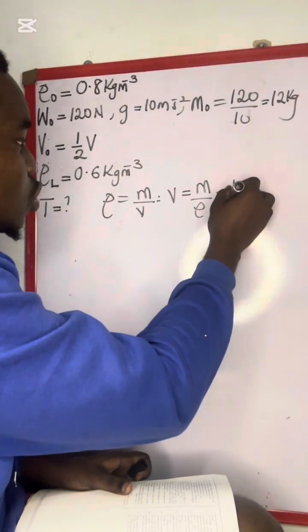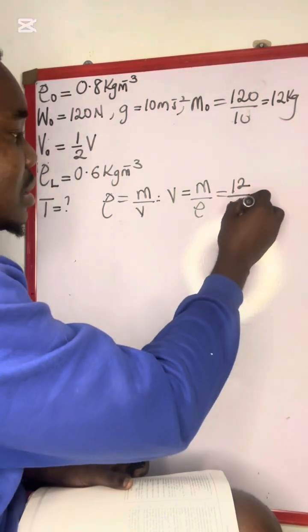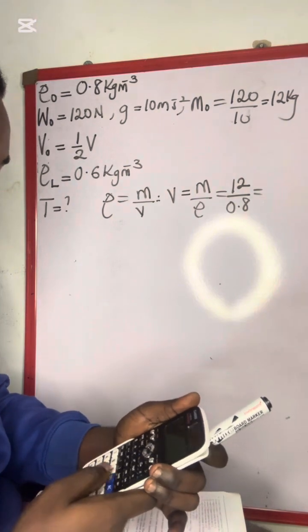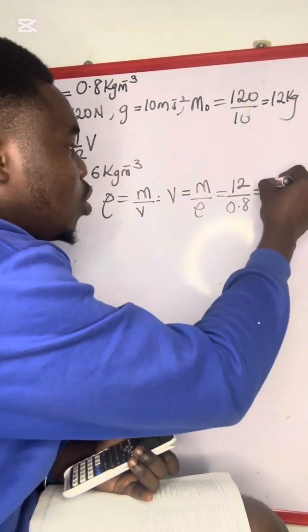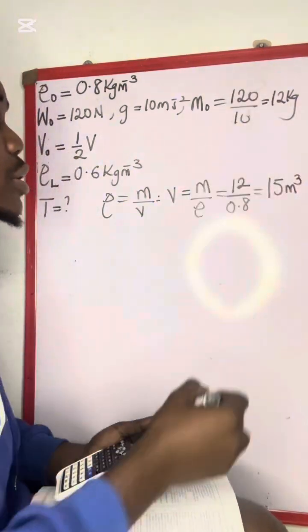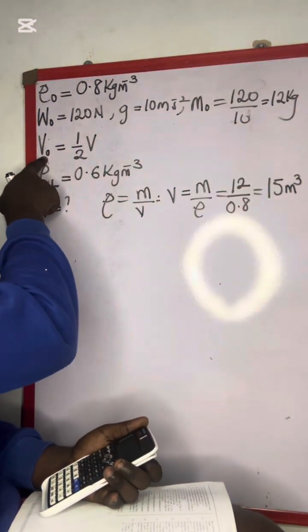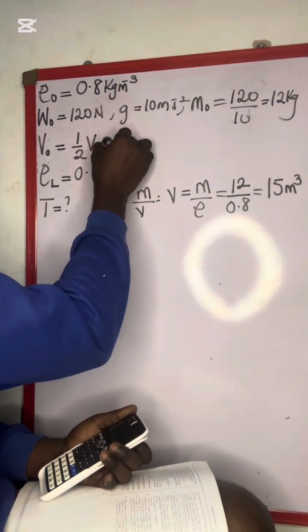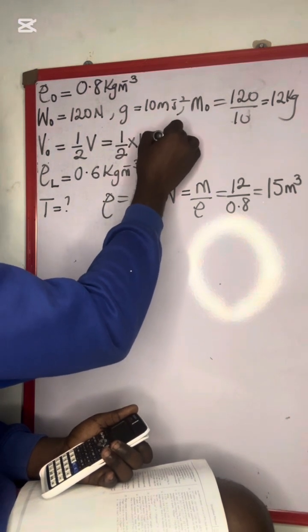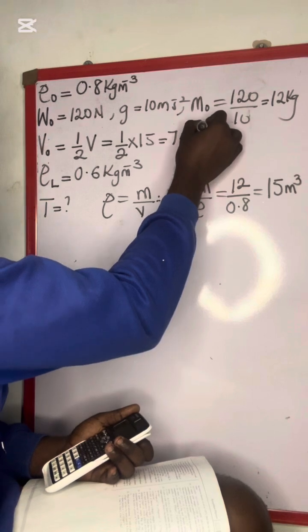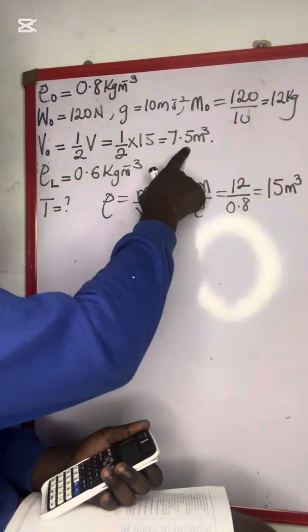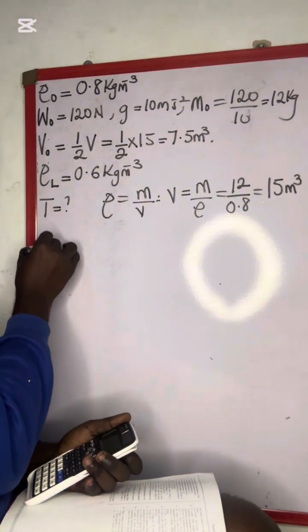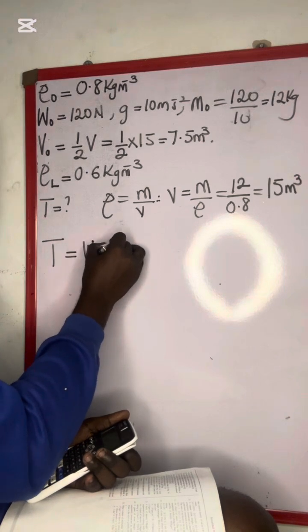Therefore, the mass is 12 kilograms divided by 0.8. Let's check that out. 12 divided by 0.8 gives us 15. So the volume of the object is 15 meters cube. Therefore, the volume immersed becomes half of this value. So the volume becomes half of 15, and that should give us 7.5 meters cube. We now know the volume immersed. Therefore, how do we find tension? Recall, tension equals weight minus upthrust.